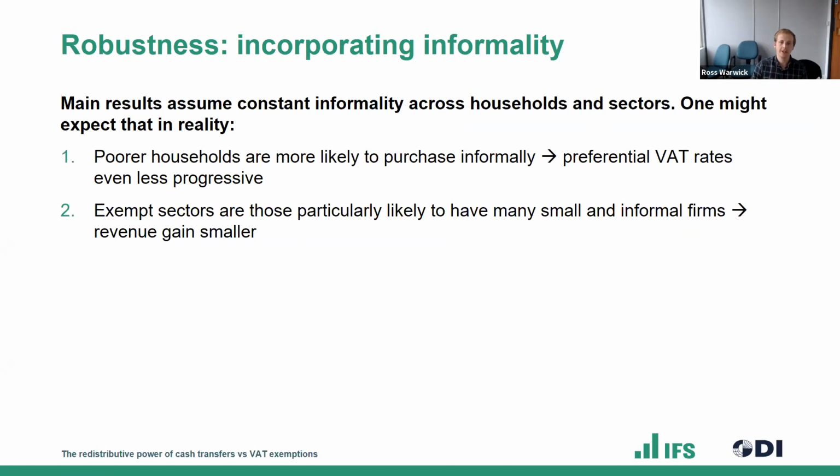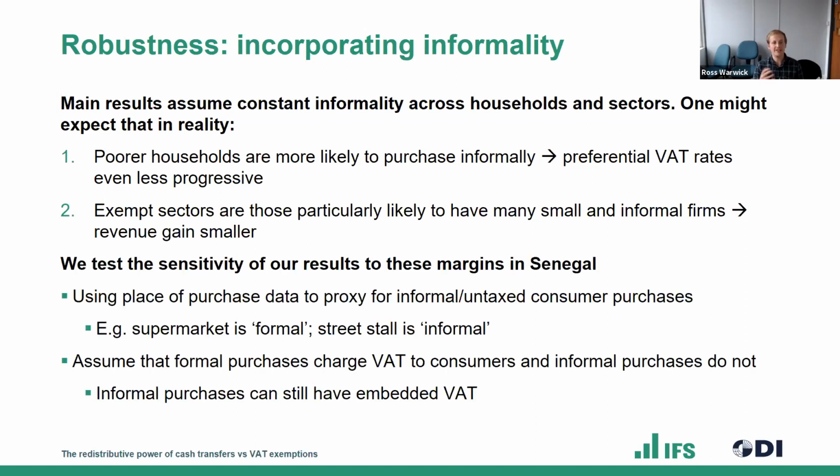You might also expect, though, that exempt sectors are those particularly likely to have many small and informal firms. This would imply that the revenue gain would be smaller from broadening the VAT base, meaning the scale of redistribution possible would also be reduced. We can test the sensitivity of our results to these factors in Senegal, where we have, as I mentioned, place of purchase data, which can proxy for whether consumer purchases are informal and untaxed or not.